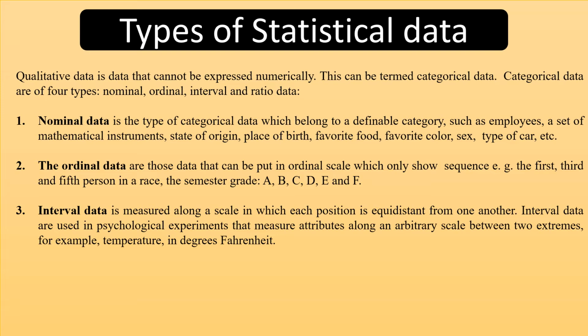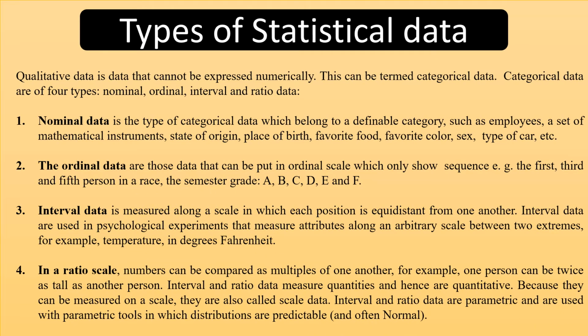We have the interval data. The interval data are measured on a scale in which each point is equidistant from one another. So there's always an equal distance at every point. It could be a piecewise manner that has an equal distance at each point. So interval data are used in psychological experiments that measure attributes along an arbitrary scale between two extremes. For example, temperature in degrees Fahrenheit.